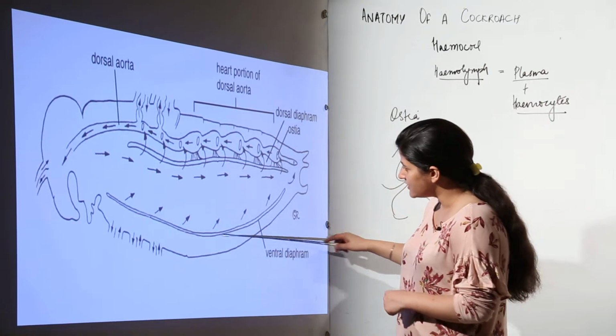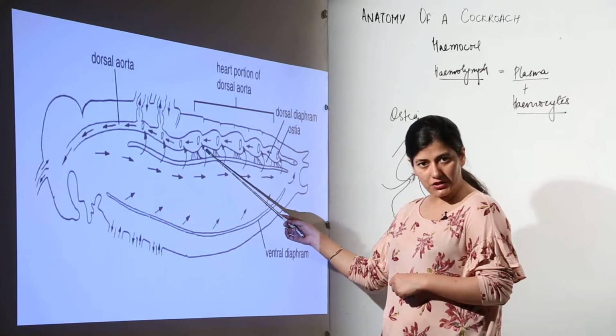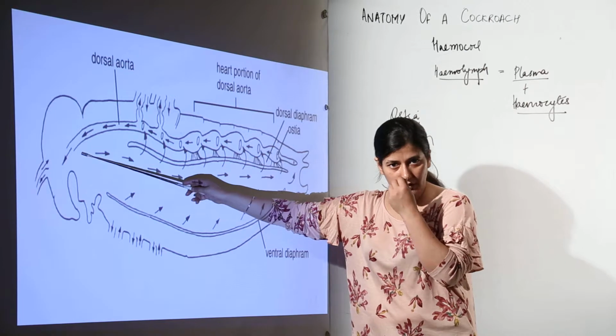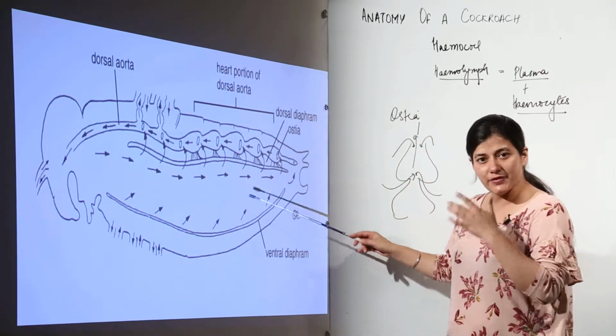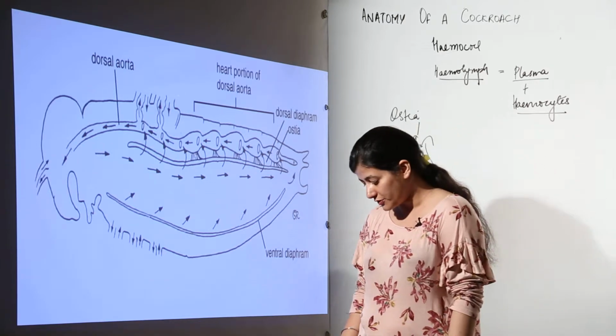So every time, these sinuses are going to push their hemolymph inside the ostia, and from the ostia it is going to move further and further, and from the anterior aorta it is going to come back into the sinuses. So this is about the circulatory system of the cockroach.